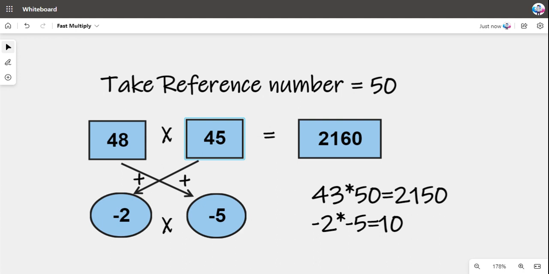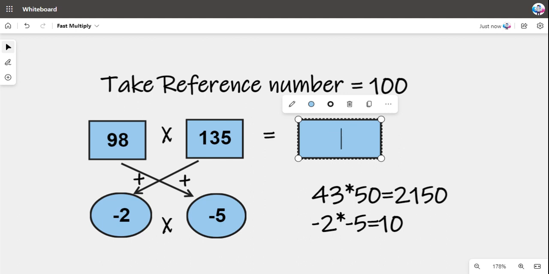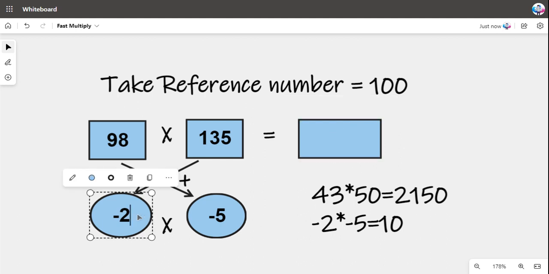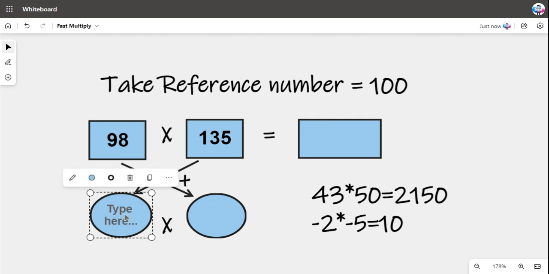So what if one number is greater than 100 and one number is smaller than 100? For that also I am going to show you an example. Here I am going to take 98, and here I am going to take 135. So the reference number here is 100. I am going to clear this previous output. When comparing 98 with 100, it is two smaller than 100, so I'm going to put minus 2.